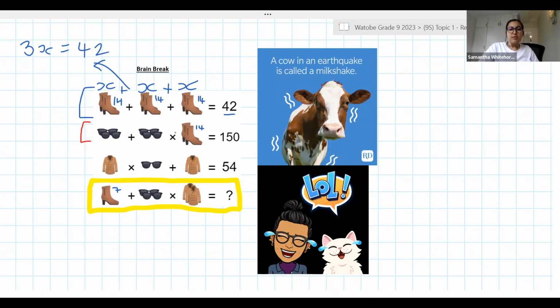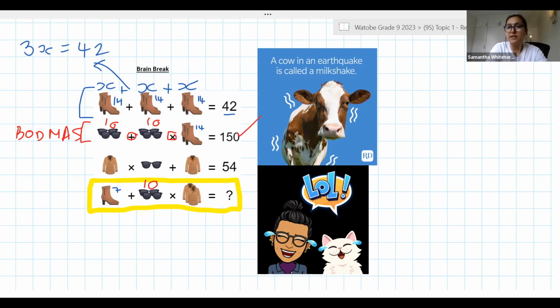What you need to be mindful of here is that there's a times and a plus. That means you need to be mindful of BODMAS. The times has to happen first. Emmanuel said 10. Let's apply our BODMAS and see if we agree. Multiplication first. 10 times 14 is 140. Plus 10 is 150. So I'm in complete agreement. The double pair of sunglasses is worth 10.